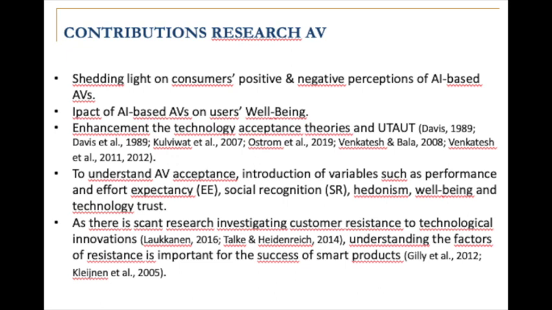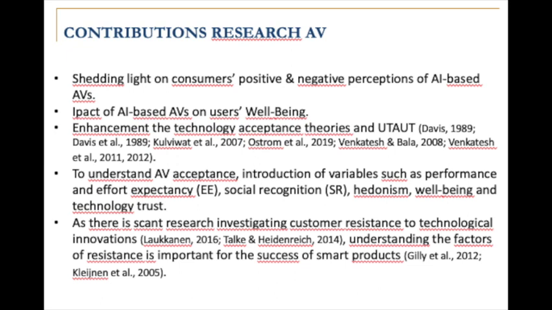We contribute by enhancing the technology acceptance theories, TAM and UTAUT, by introducing new factors to understand AV acceptance, by introducing variables such as performance and effort expectancy, social recognition, perceived hedonism of the car, well-being, which is brought by the car, and technology trust.